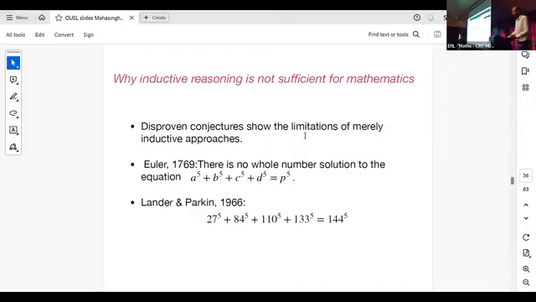But later on, since 1969, with the aid of computers, I assume, 2 persons discovered 27, 84, 110, 133, 140 satisfying this relation. Euler was wrong, proven later using the aid of computers.